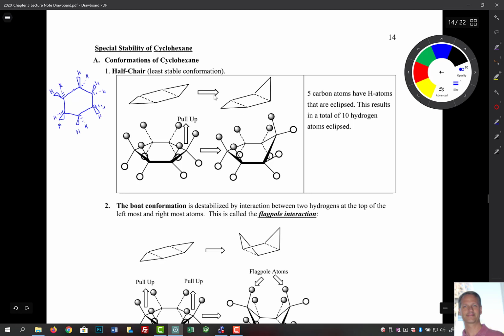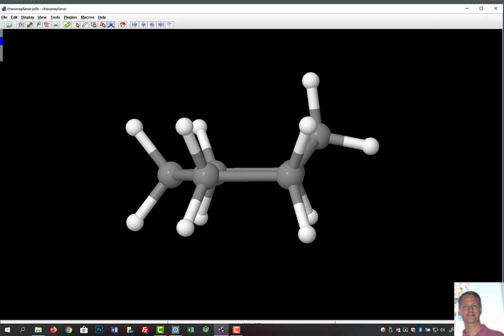And that's going to give us something that looks kind of like a chair. You can imagine perhaps there's a person sitting in the chair right here, body bent over like that. So there's a person studying OChem in their chair. We call this the half chair. So let's take a look at what the half chair looks like. This is what that is going to look like.